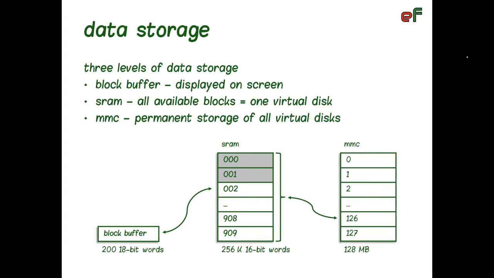And the third level of data storage uses multimedia card. The card holds 128 virtual disks. Users can choose which virtual disk they want to work with, copy its whole content or individual blocks into SRAM, and store it back as a whole or as individual blocks.